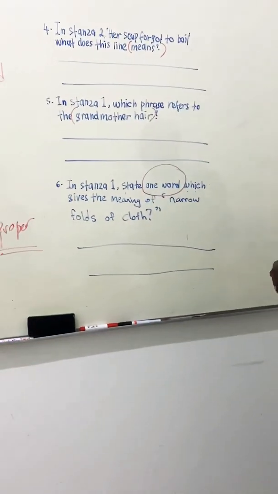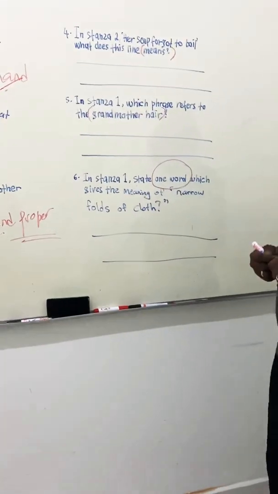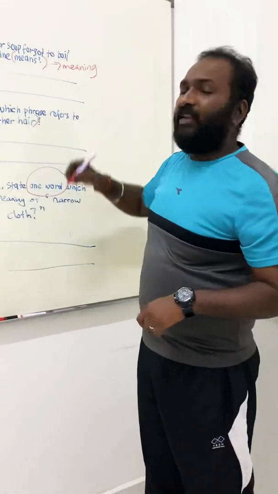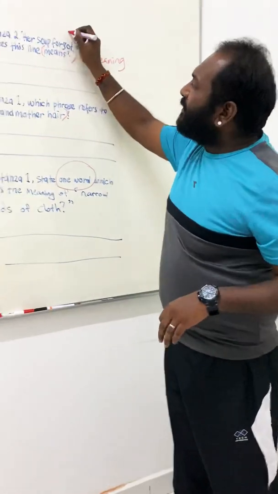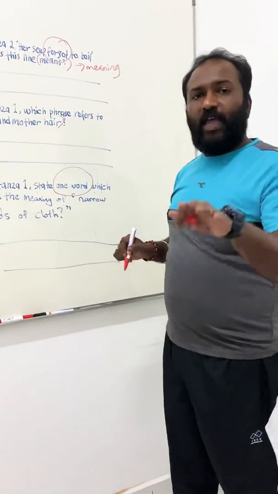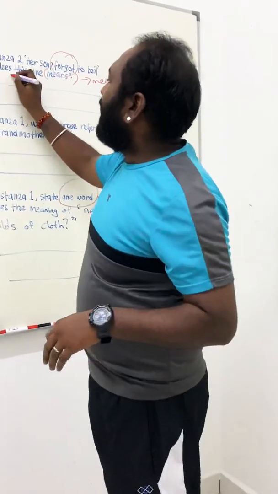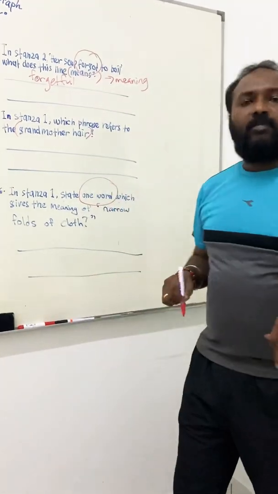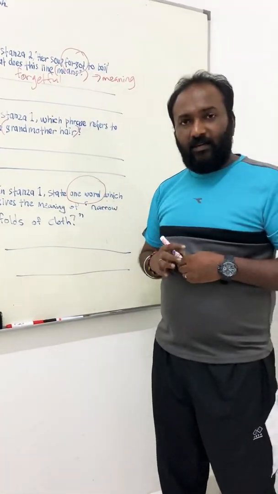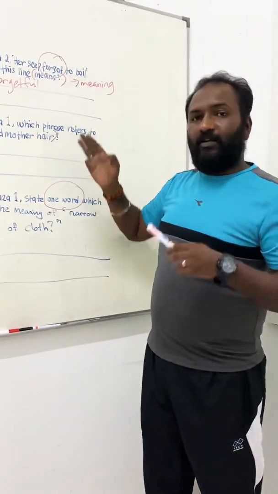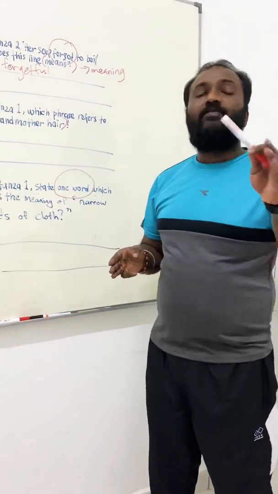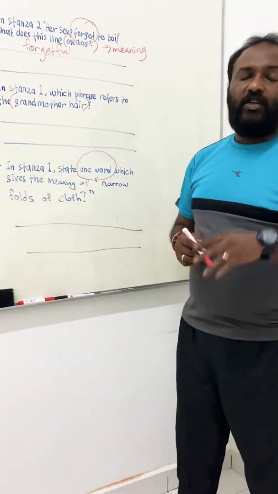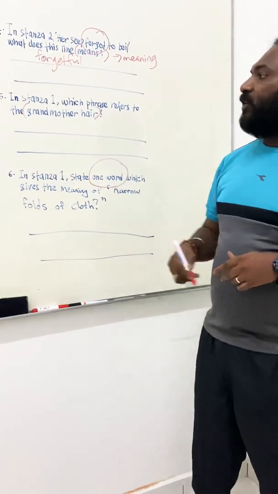In stanza 2, her soup forgot to boil. What does this line mean? Here, they are asking the meaning of this line. This line is given in stanza 2. So, please identify the keyword here, forget. Forget means the only meaning is forgetful. This is what the line indicates. Her soup forgot to boil refers to her grandmother being very forgetful once she gets very old. And if you can write this as your answer, congratulations, you'll be able to score marks. Okay? Now question number 5.